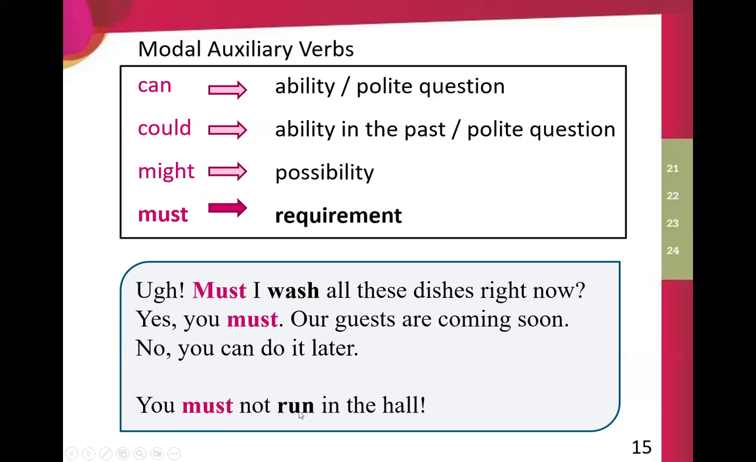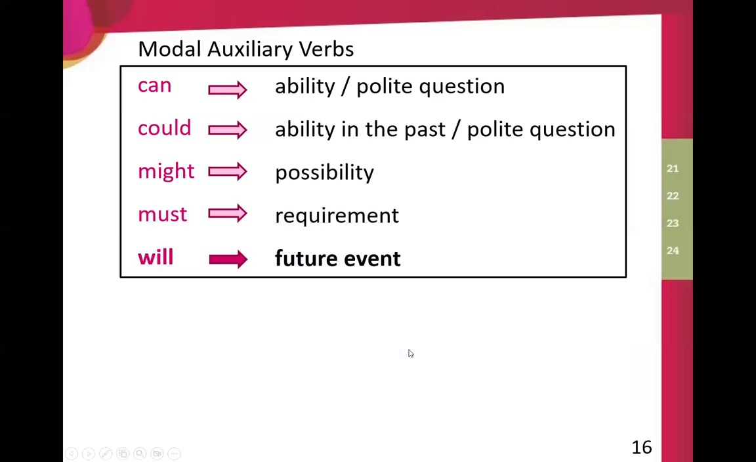You must not run in the hall. So this is not lack of necessity. This is obligation. This is prohibition here. You cannot do that. So it's forbidden to do that. So the negative form of must is not the negative of requirement or the lack of necessity. Must not means prohibition, or it's forbidden to do that.